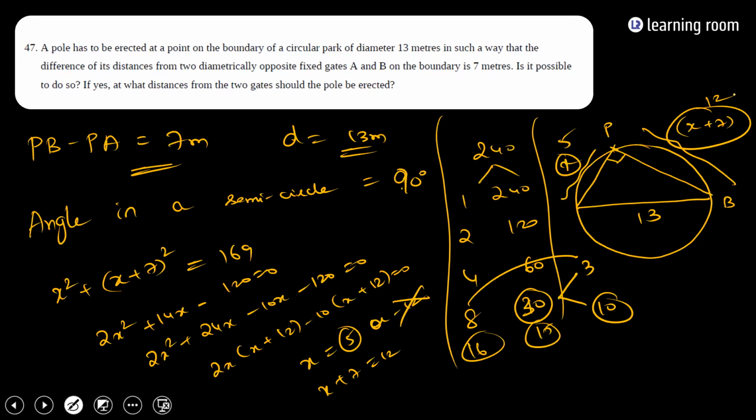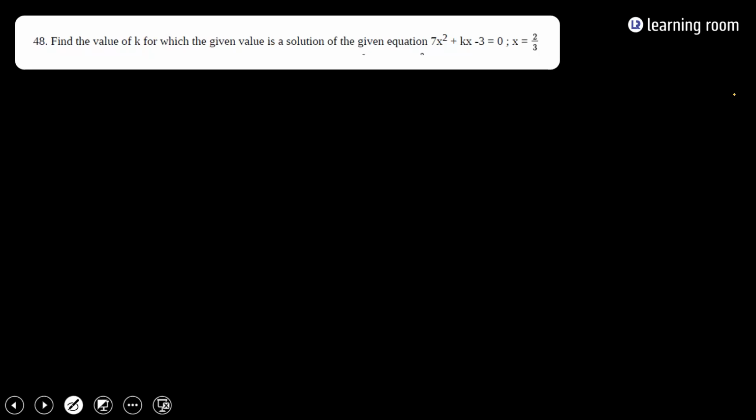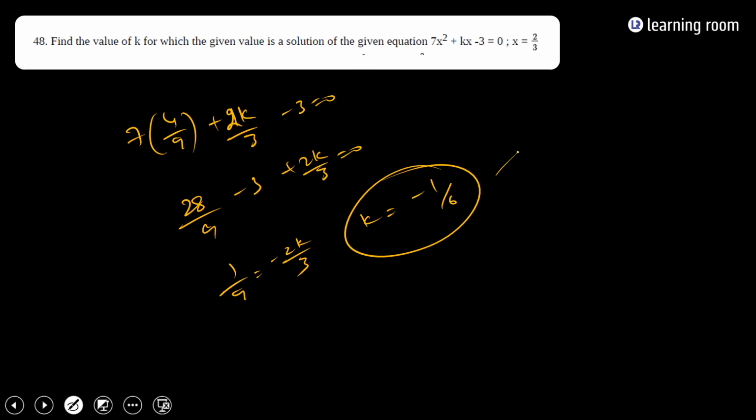So we'll do one last problem and close the session. Did you all copy it? Yes, sir. Find the value of k for which the given value is the solution of the given equation. So just substitute x by 2 by 3, now you'll get the answer. 7 into 4 by 9 plus 2k by 3 minus 3 should be equal to 0. So 28 by 9 minus 3 plus 2k by 3 should be equal to 0. So 1 by 9 will be equal to minus 2k by 3. So k should be equal to minus 1 by 6.